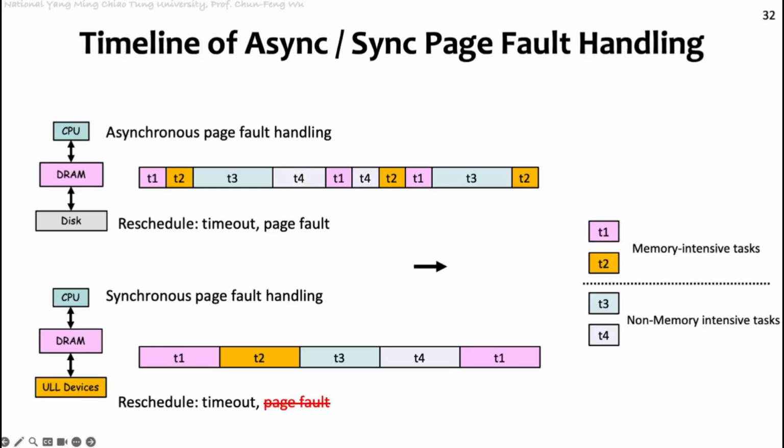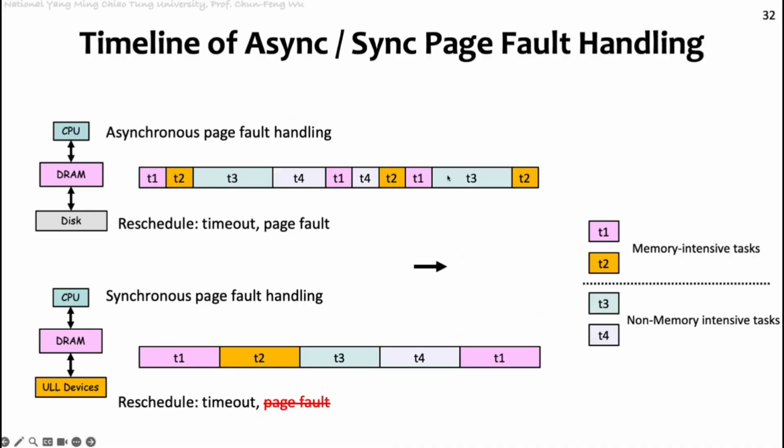Think about when we are currently using asynchronous patch fault handling. It means when there is a patch fault, we will do the reschedule, right? Otherwise, we will wait for a timeout. So if there are several processes here, T1 to T4. T1 and T2 are memory intensive processes, and T3 and T4 are compute intensive. Because T1 and T2 are memory intensive, usually the data will be stored in a storage device. Then when the CPU is going to access this data, the CPU will trigger a patch fault, and then trigger a context switch.